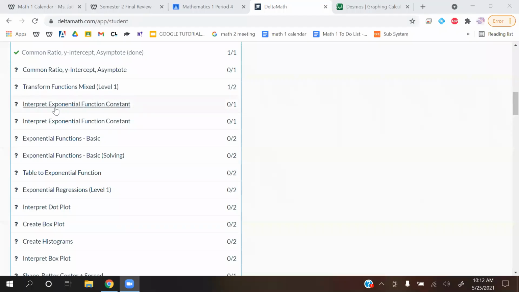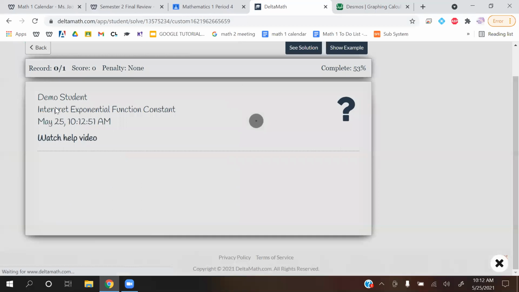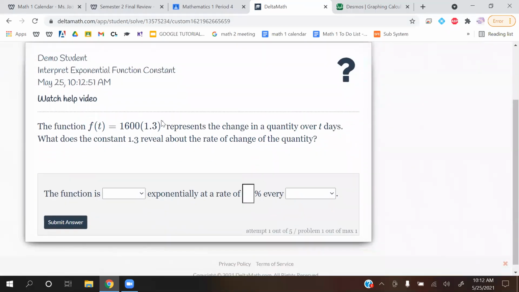Okay, so resuming with interpret exponential function constant. There we go. So we have a t here. I wanted it to just be t, and earlier the example had like a number times t, which is not what I wanted. Anyways, so this function represents the change in a quantity over t days. What does the 1.3 reveal about the rate of change of the quantity?